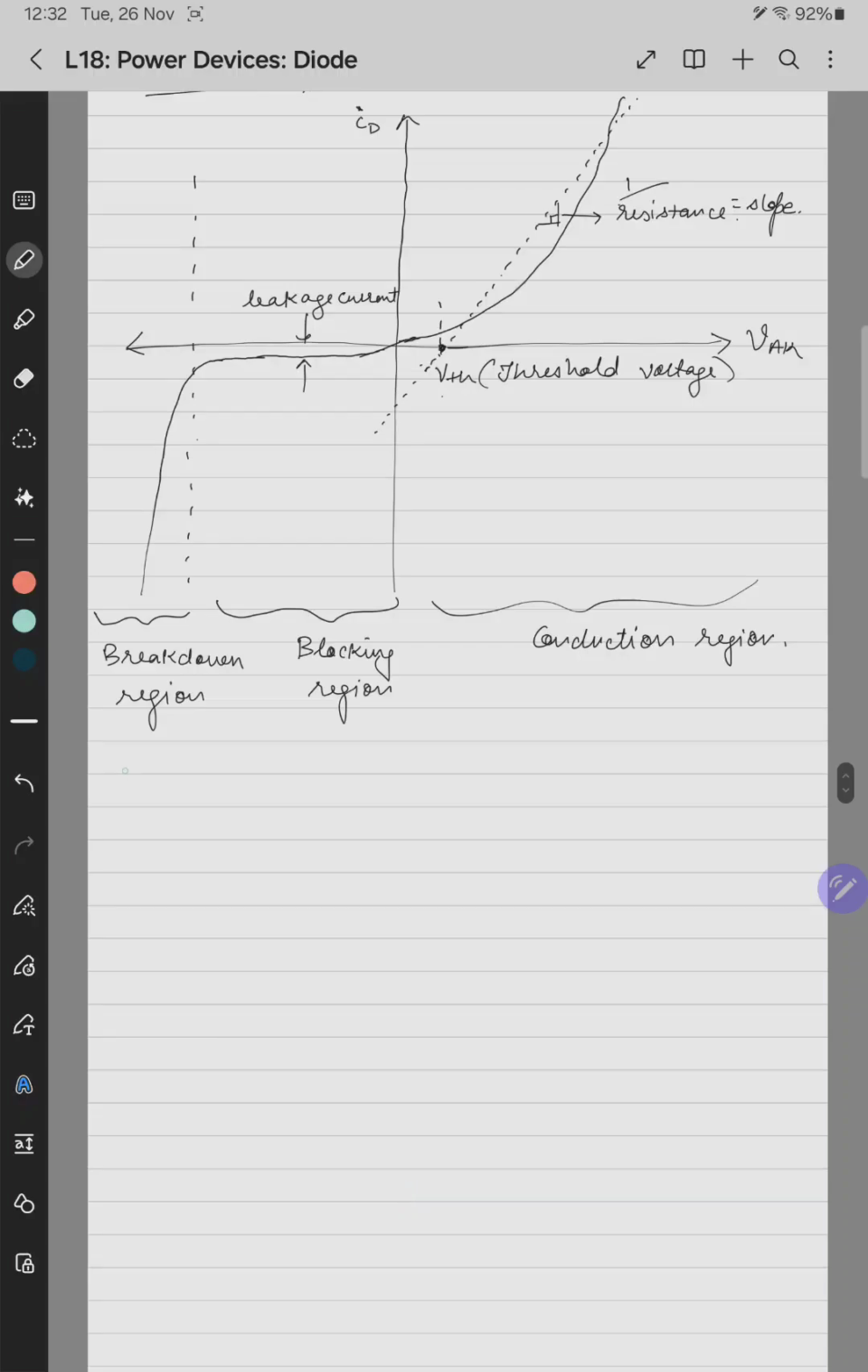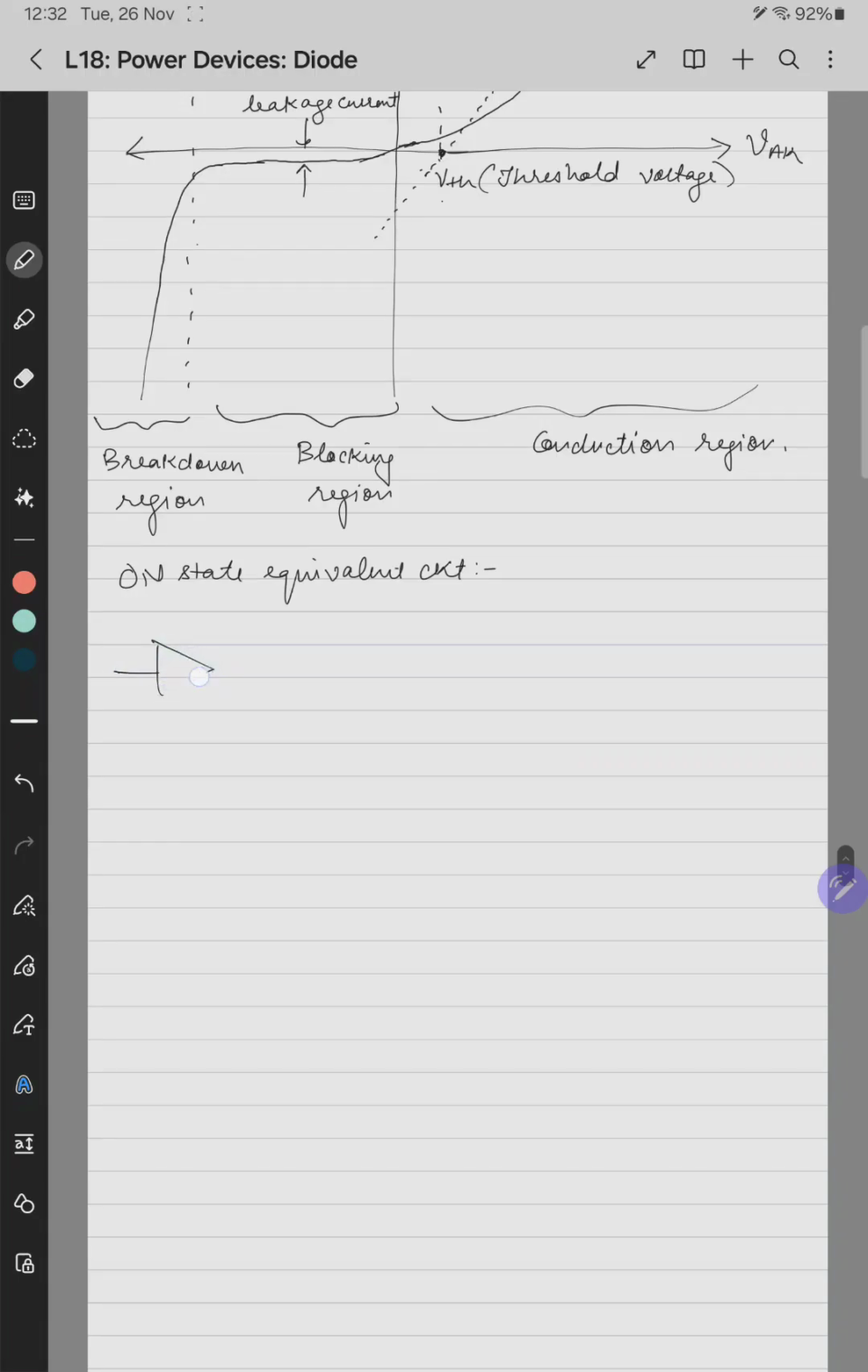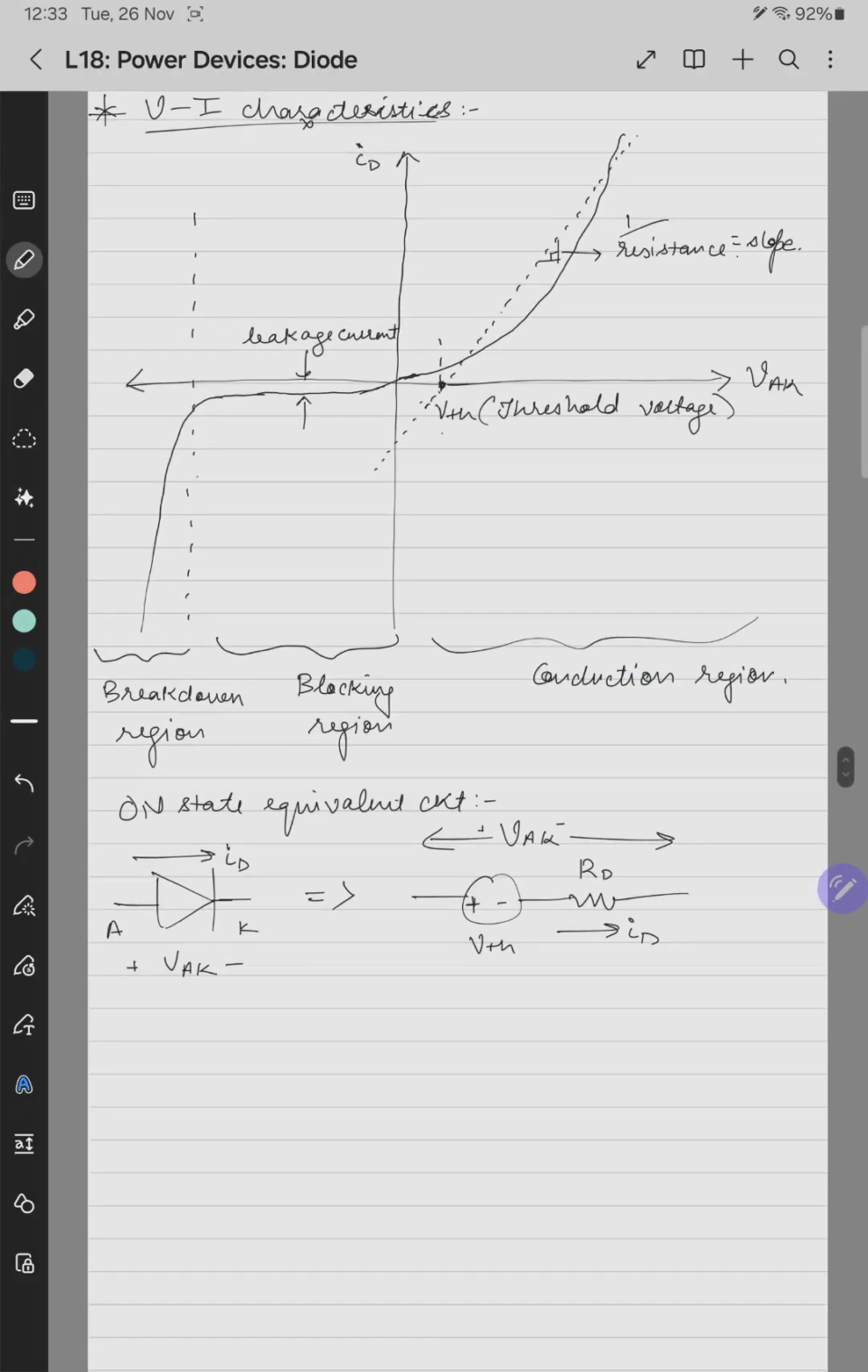So the on-state equivalent circuit of a power diode is like this. This is approximated as RD, this is plus minus VTH, and this is VAK from here to here, plus minus, and this is ID. Similarly, here it is anode, cathode, VAK plus minus, and this is ID. So RD we can find by approximating the IV characteristics in the conduction region by getting the slope of the curve.